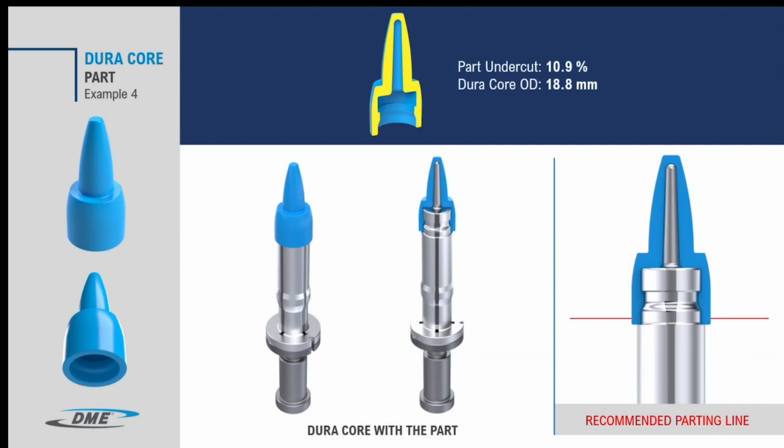This is another DuraCore application. Here the undercut is a little bit more, around 10.9%. The key advantage here is the center core concept. As you can see, the center core covers most of the internal profile, which gives good support and stability during the molding. And also cooling can be placed very close to the core surface.